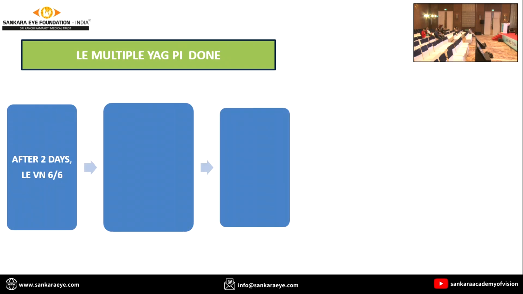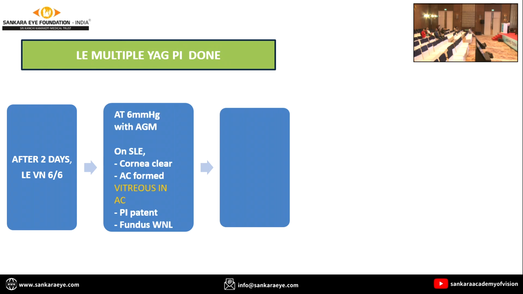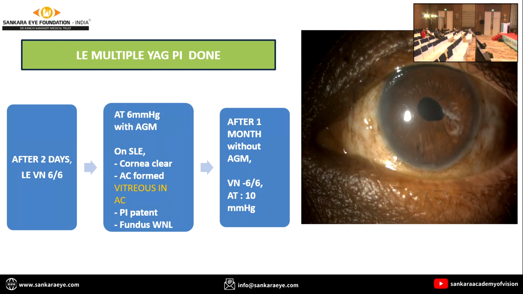After 2 days, vision became 6/6. IOP was 6 millimeter of mercury with AGM. On slit lamp examination, cornea clear, AC was formed. Vitreous was present in the AC. After 1 month without AGM, vision was 6/6, IOP was 10 millimeter of mercury.